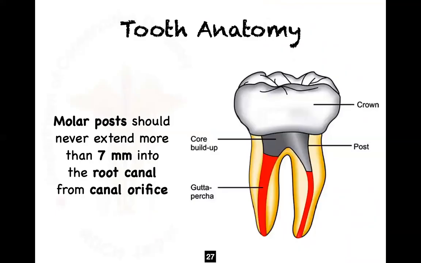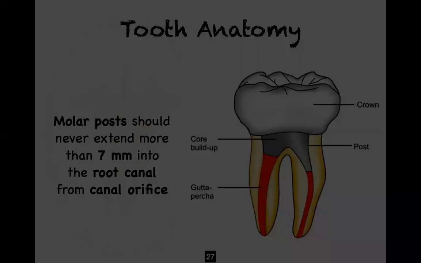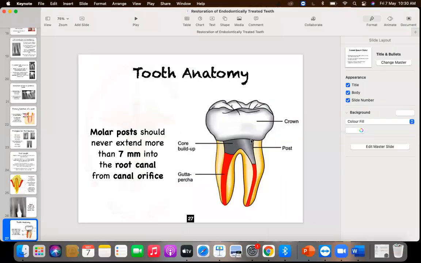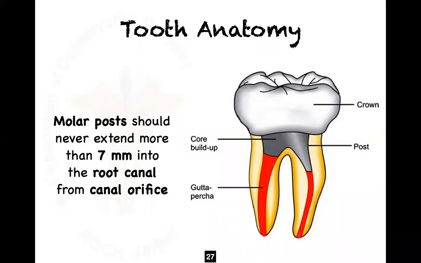Next factor is tooth anatomy. So please write down: molar post should never extend more than 7 mm into the root canal from the canal orifice. I repeat, ये canal orifice है. Everybody knows. जैसे axis open किया, this is what canal orifice is. Canal orifice to 7 mm is the length of the post in cases of molar. इससे ज़्यादा extend नहीं होनी चाहिए. Chances of fracture and load will increase on the tooth.